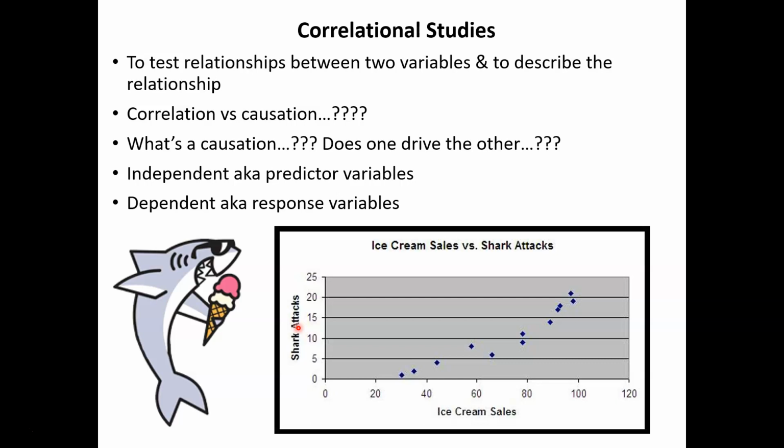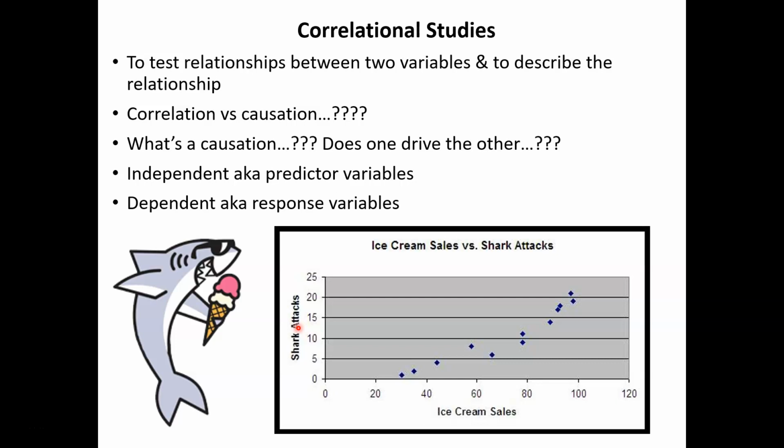This is actually real data. In the United States, there's a correlation between ice cream sales in summer and shark attacks. Again, across the entire country, there's a correlation between ice cream sales and shark attacks. You can clearly see it's a positive correlation. When ice cream sales increase, shark attacks also increase. Well, does that mean eating ice cream is bad because you can get eaten up by a shark?